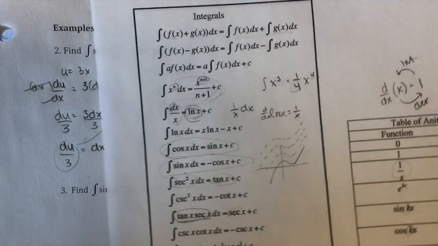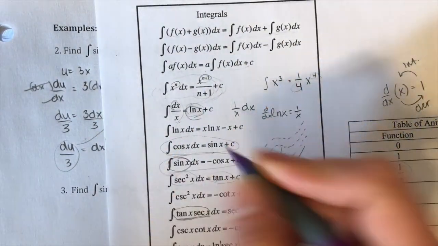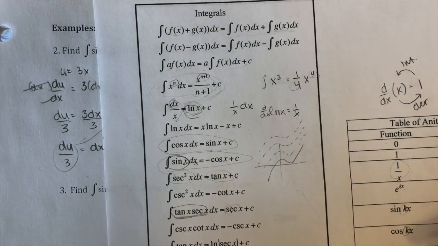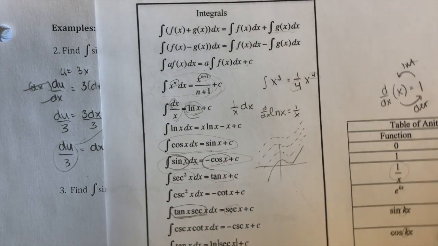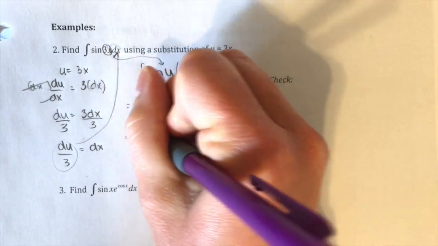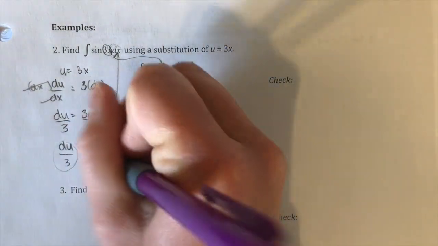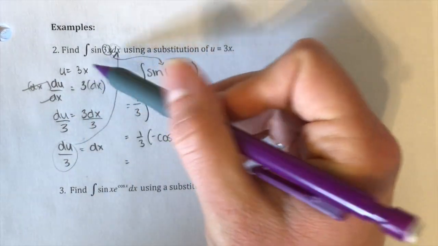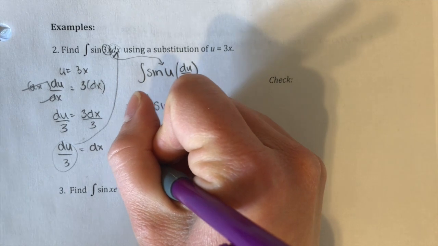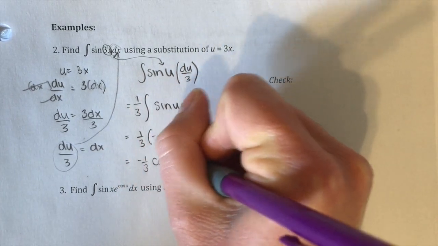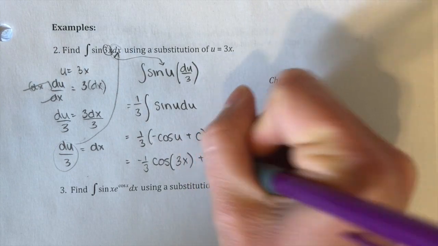Then we're looking at our formula sheet and we're saying, okay, the integral of sine x dx or sine u du, as long as the variable is the same, it doesn't matter what it is, is negative cos plus c. So negative cos of u plus c. And then if I put my x's back in, this is going to be negative 1/3 cos 3x plus c.